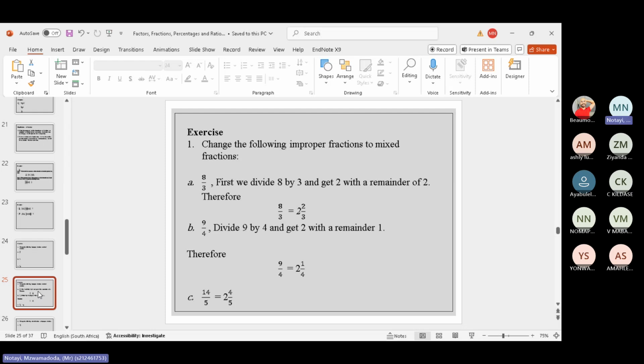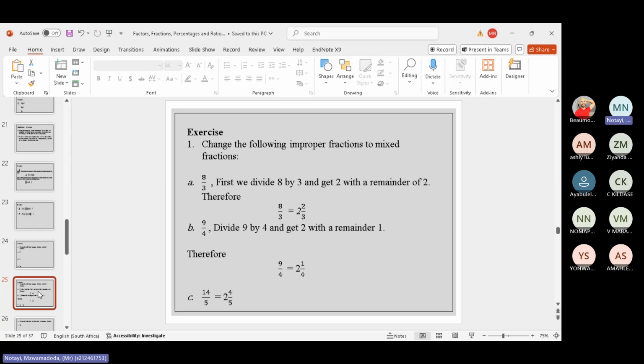And then the second one is 9 over 4. We divide 9 by 4, we get 2, and then the remainder is 1. So that remainder becomes our numerator, and then we don't change our denominator. Therefore, 9 over 4 becomes 2 and 1 over 4.